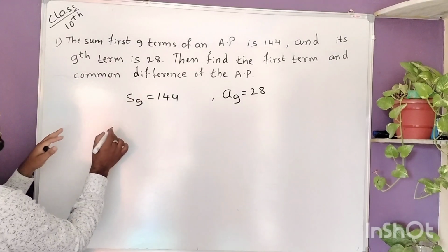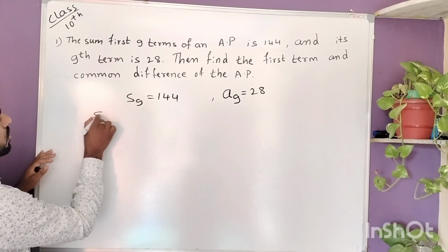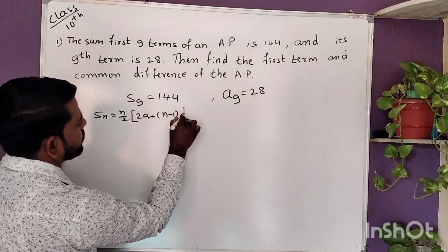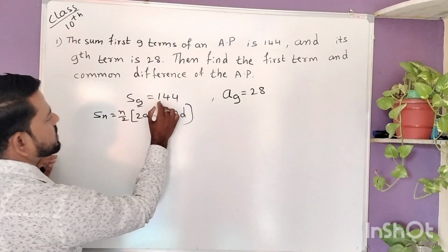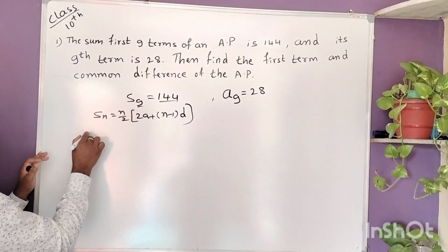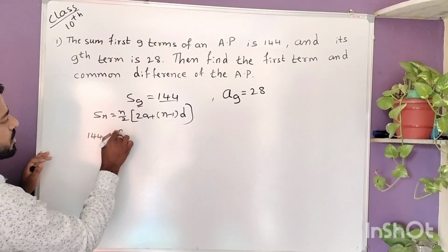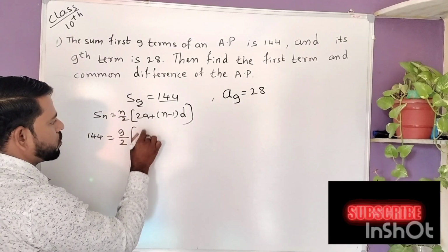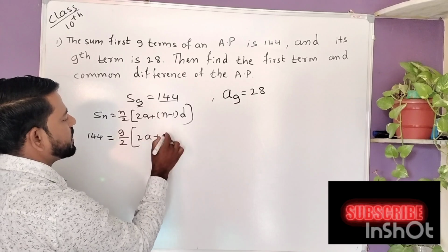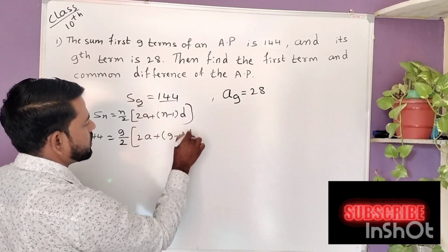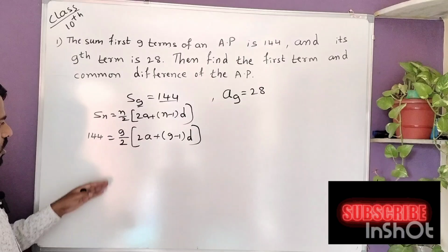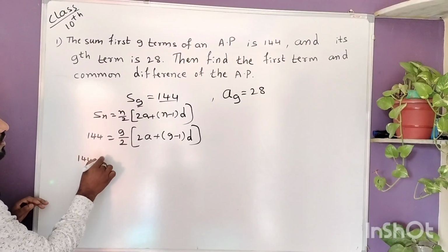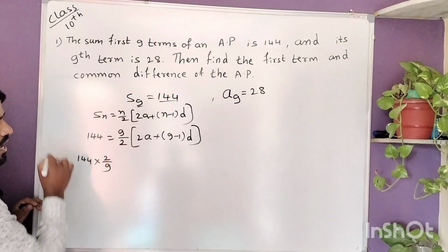Here the Sn formula: Sn equals n by 2 into bracket 2a plus (n minus 1) into d. Here n is 9, Sn is 144. In place of Sn, I write 144. In place of n, I write 9 because it is the sum of 9 terms. And here n again 9 minus 1 into d. Now bring this 9 by 2 to LHS, it becomes inverse. 9 by 2 becomes 2 by 9.